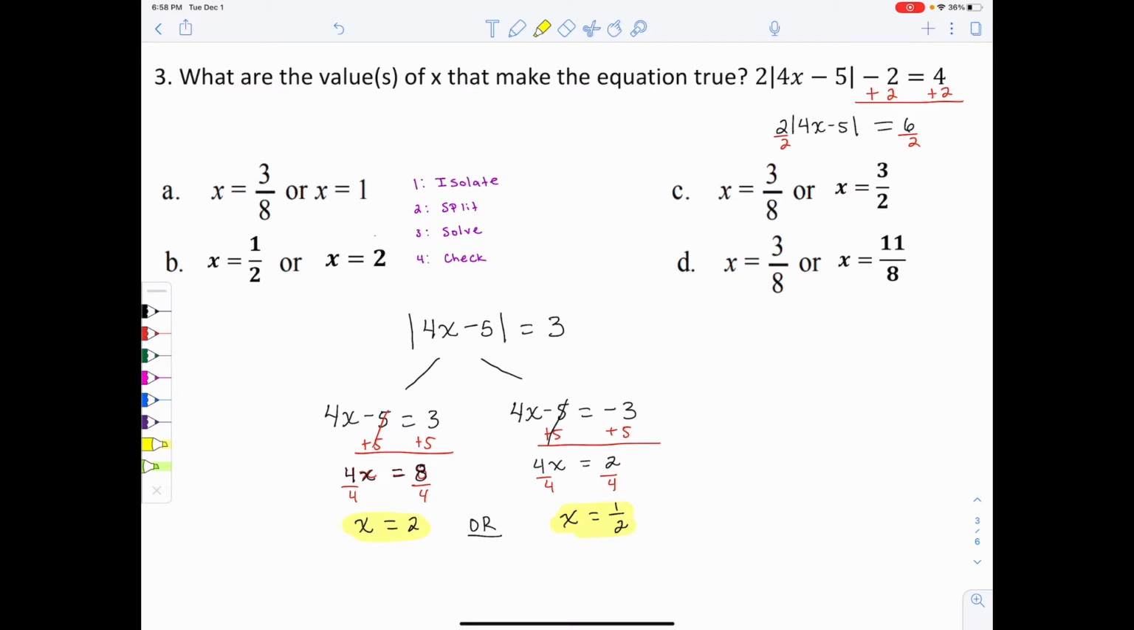Okay, so according to my solving, x equals 2 or x equals 1/2. So that would make the answer here B. Now let's double check on Desmos. We're gonna graph this to see if it actually works out. So let me pull Desmos up.